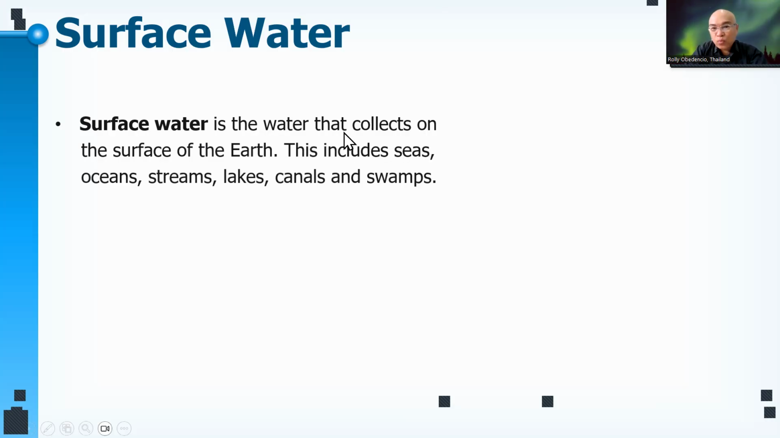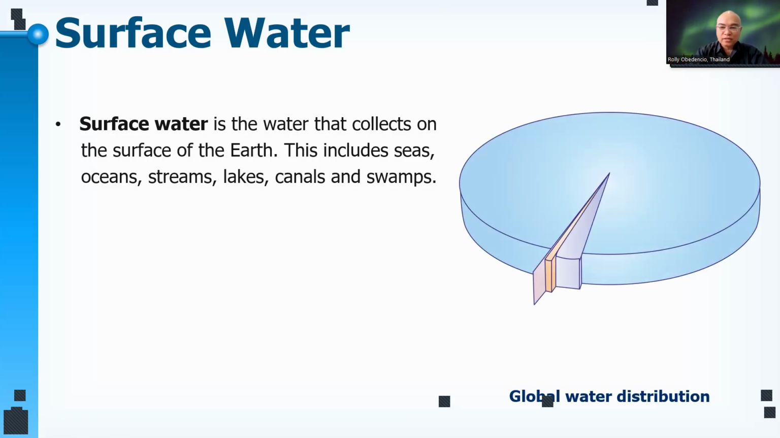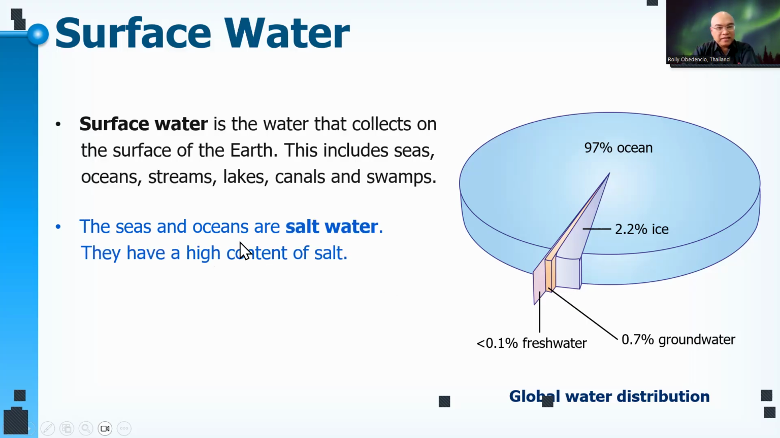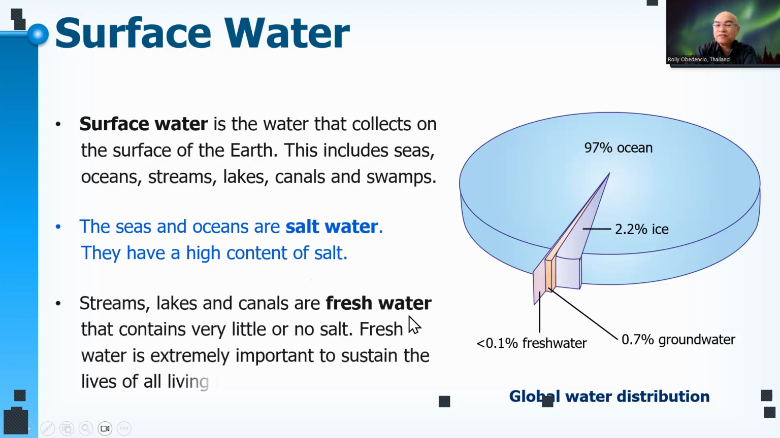Now, surface water is the water that collects on the surface of the earth. This includes seas, oceans, streams, lakes, canals, and swamps. I want you to see this water or global water distribution: 97% is ocean, 2.2% is ice, 0.7% is groundwater, and less than 0.1% is fresh water. So the seas and oceans are salt water. They have a high content of salts. Streams, lakes, and canals are fresh water that contains very little or no salt. Fresh water is extremely important to sustain the lives of all living things on land.